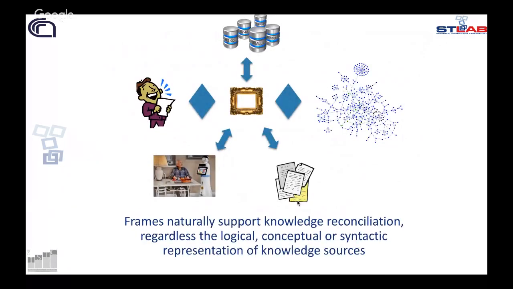And as we can do this, we can represent, according to our theory and intuition, anything in terms of frames or their projections. This can also be explained by claiming that frames naturally support knowledge reconciliation, regardless of the logical, conceptual, or syntactic representation of knowledge sources. What we mean is that frames are everywhere, and so we can interpret and analyze everything, which can be data from any type of source, in terms of these semantic structures.